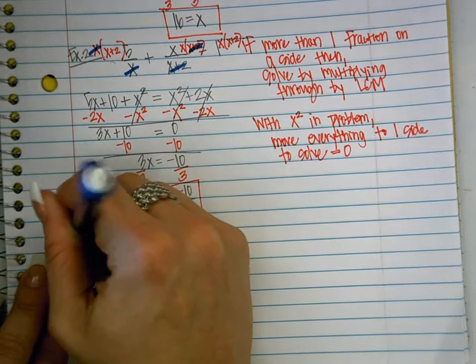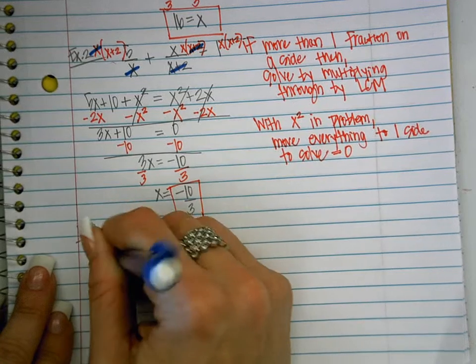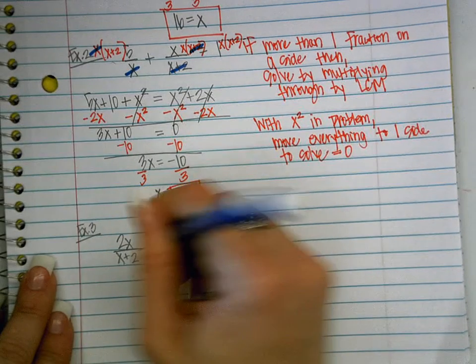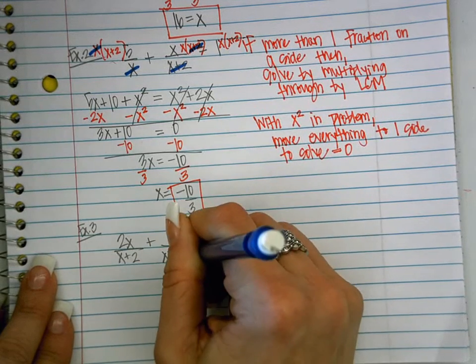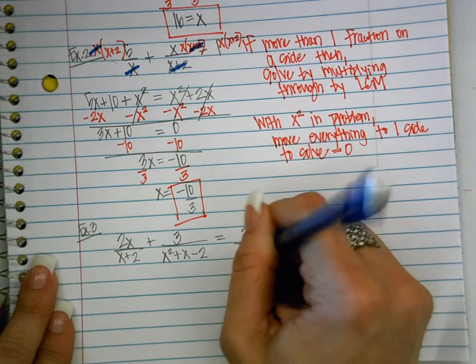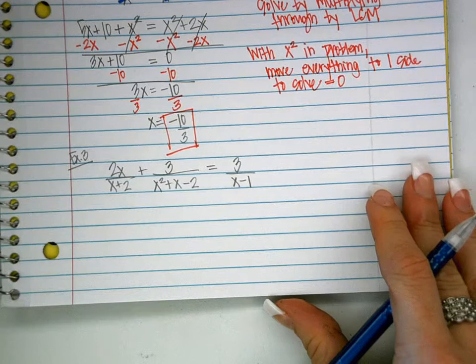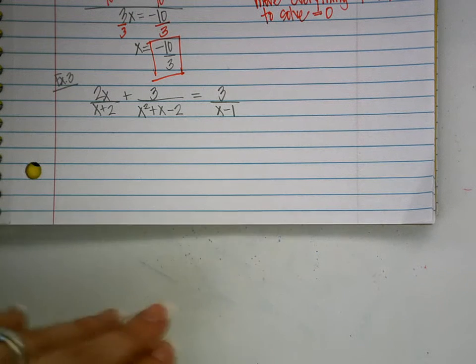For number 3, example number 3, I would like you to solve 2x over x plus 2 plus 3 over x squared plus x minus 2 equals 3 over x minus 1. Any ideas where we would start?